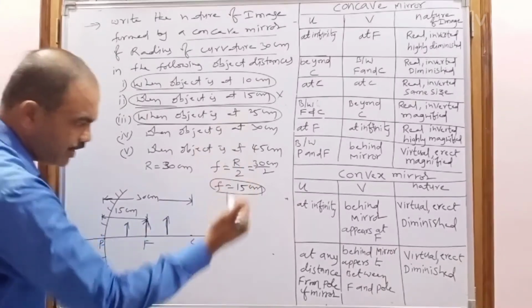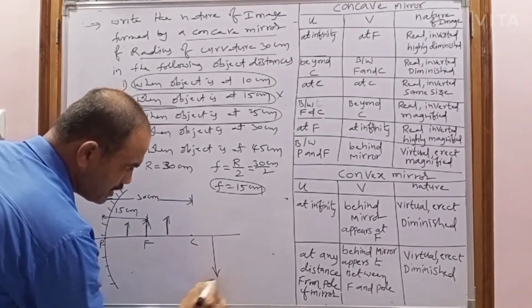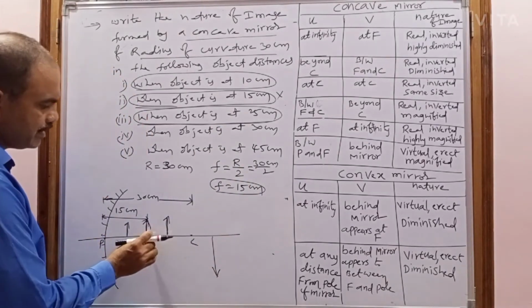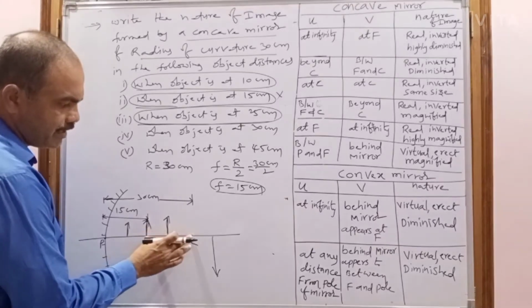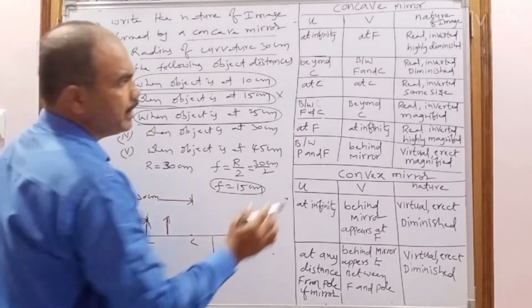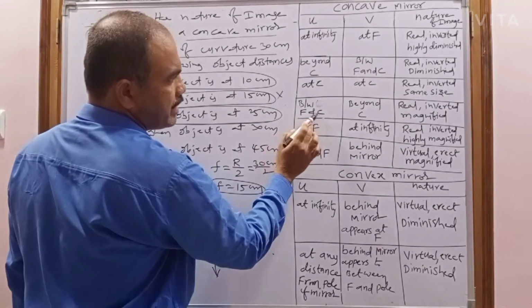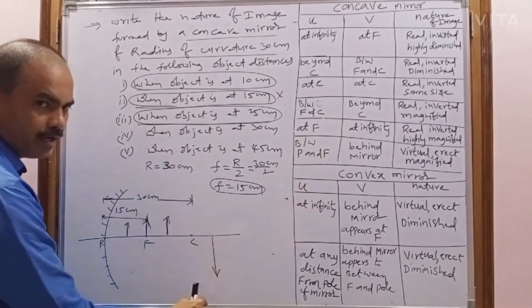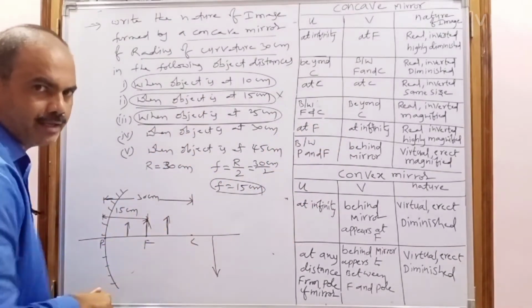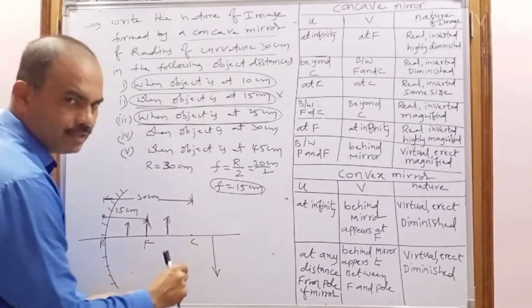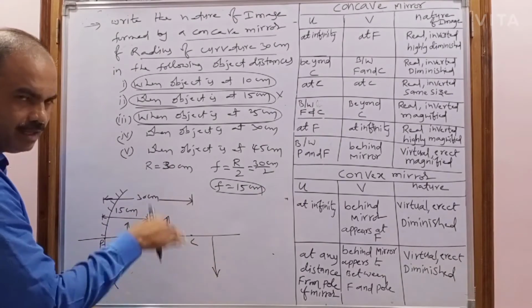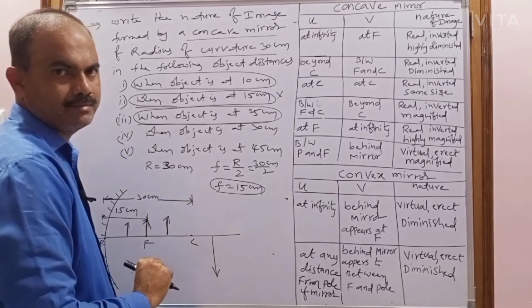Now where is the image formed? The image will be formed beyond C. When the object is between focus and center of curvature, where is the image formed? Beyond C. So now you can draw the corresponding diagram, and you can also guess the nature. What is the nature? It is real, inverted and magnified.